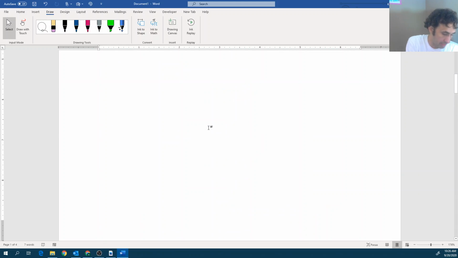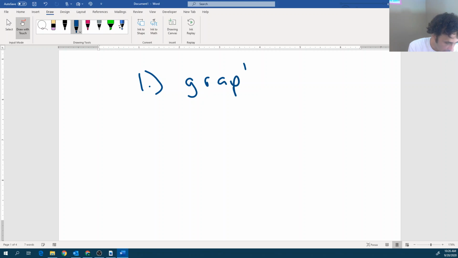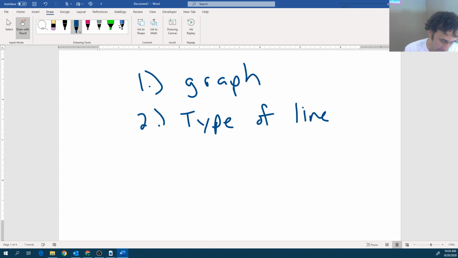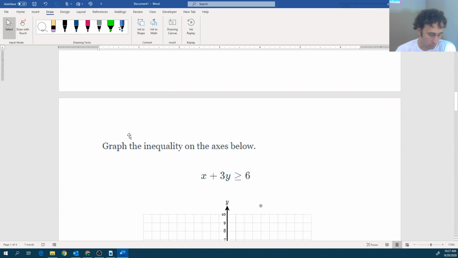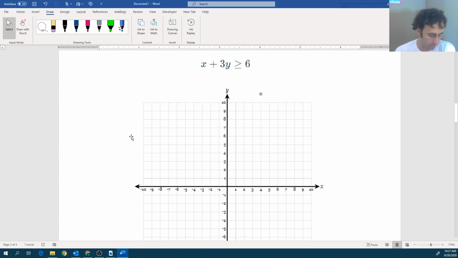So let's write those steps down. We're going to have to graph the line. 2, we're going to have to determine what type of line it is. So we'll say type of line. Is it dotted or is it solid? And then 3, we're going to have to shade. Those are the 3 things that we're going to tackle within this lesson. And if we can graph the line, that's going to be honestly the hardest part. So let us look at this first problem.